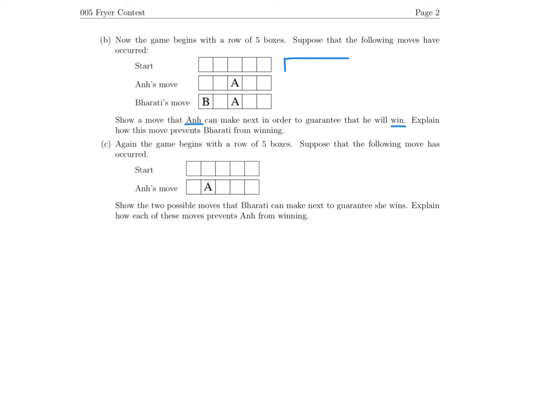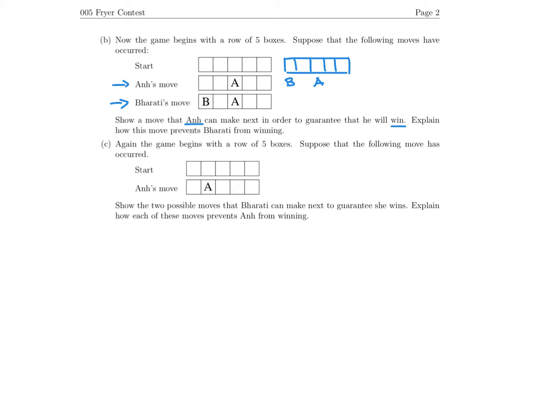So we'll start with 5 empty boxes. 1, 2, 3, 4, 5. Okay, and we want On to win. So this is the first move. This is the second move, as they have shown. So the next move, we already have a B here and an A here, and we want On to win.